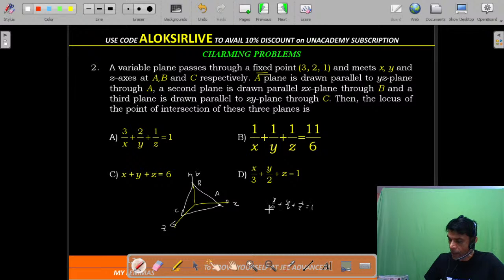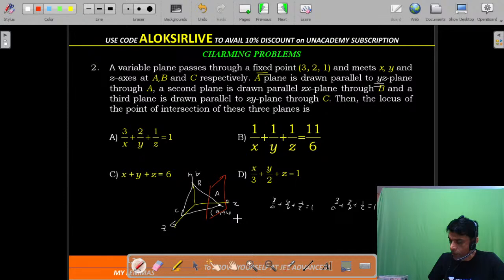And this passes through 3, 2, 1. So 3 over A plus 2 over B plus 1 over C equal to 1. This is a constraint. This is A, 0, 0. Now consider the plane drawn parallel to the ZX plane through B and parallel to the YZ plane through A. So you are drawing one plane like this, the YZ plane through A. This plane is nothing but simply x equal to A. So your planes are x equal to A, y equal to B, z equal to C. And you want the locus of these planes.